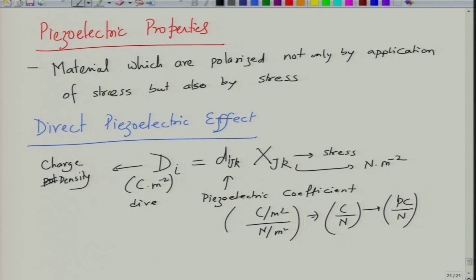So, you can say this is the direct piezoelectric coefficient dijk, which is a third rank tensor. Okay. dijk, because it couples stimuli of rank 2 with the measurement quantity of rank 1. Okay. So, now they also have another property which is called the indirect piezoelectric effect or converse piezoelectric effect.